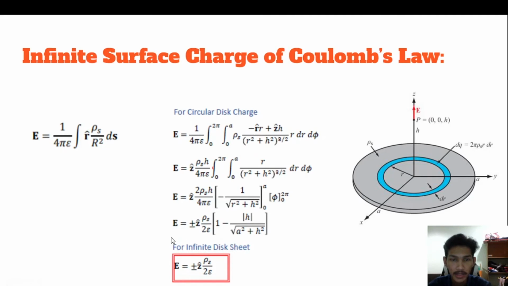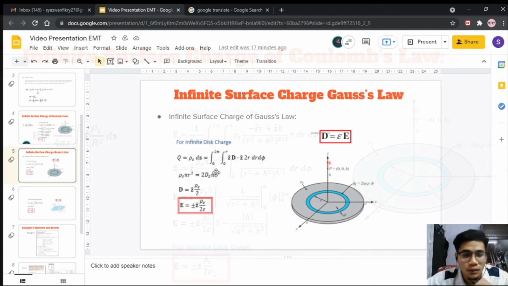For the infinite disk sheet, we take the final equation for the circular discharge, where the value of A for the infinite discharge is infinity, so the final formula for the infinite disk sheet is E equal to plus minus Z direction rho S over 2 sigma. Okay, next we move to the infinite surface charge Gauss law.